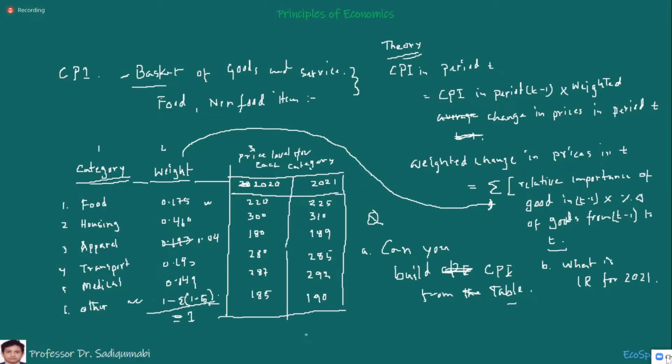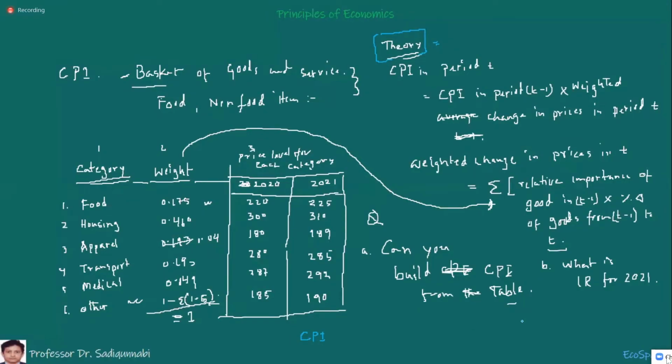We say that CPI is a weighted average. Without looking at this theory, which is not suitable enough for the solution of this question, we just simplify. You don't have to memorize this theory. We have to say that CPI is the weighted average. And how can we make a weighted average?